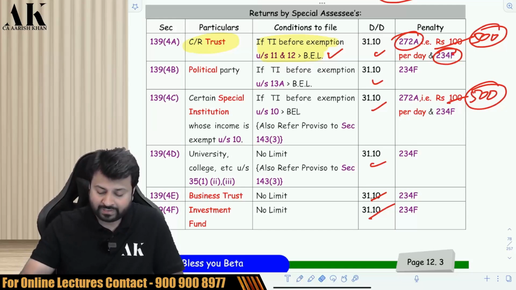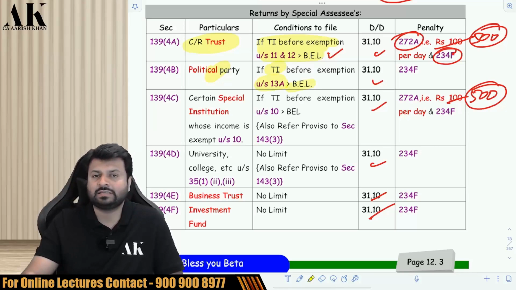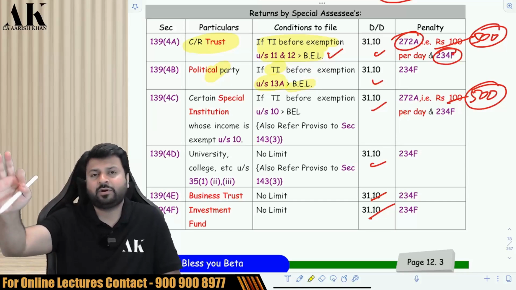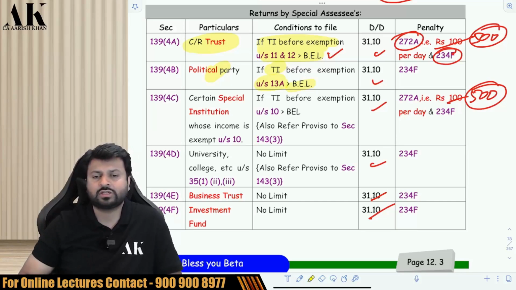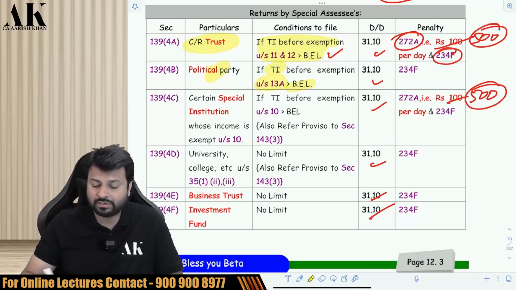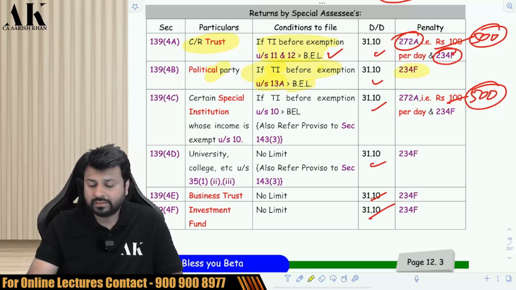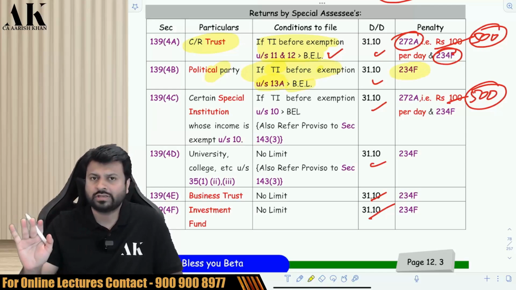Similarly, political party, when are they liable to file the return? If their total income before giving exemption is greater than the basic exemption limit. As you all know, just now we have seen that political parties are eligible for a lot of exemptions under 13A. So if their total income before giving the exemptions is greater than the basic exemption limit, they are also liable to file the return. Right? And if they don't file the return, then they are liable for only fee under 234F, no 272A penalty.